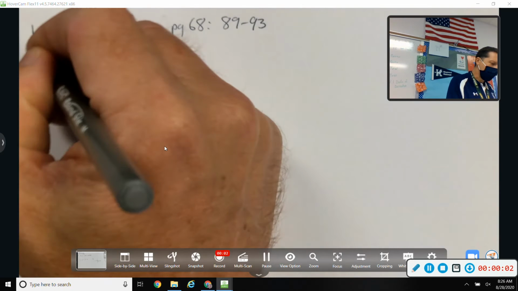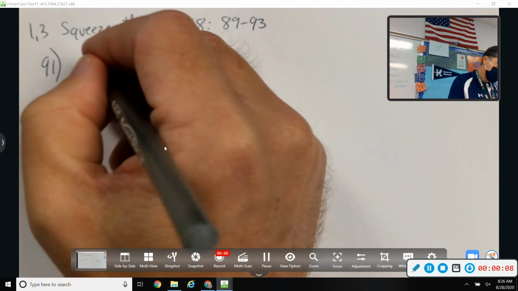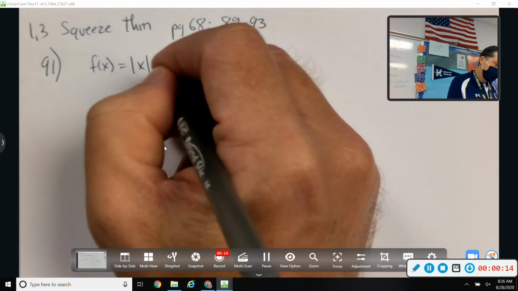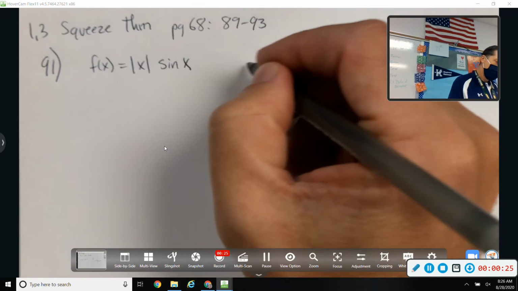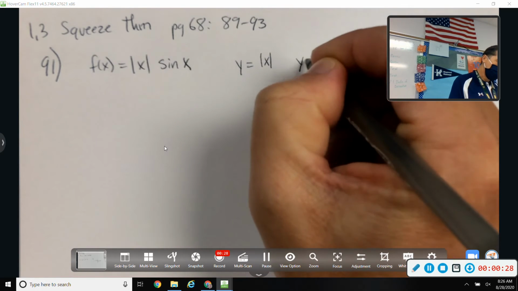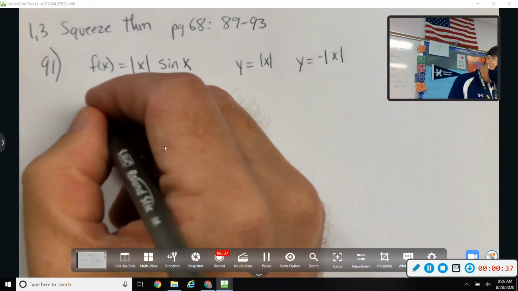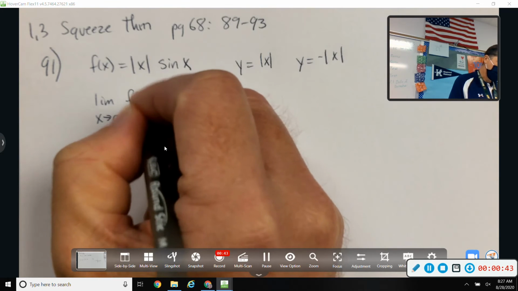All right, so let's look at number 91 from page 68. f of x equals absolute value of x times sine of x. The directions: use a graphing utility, calculator, phone, computer, whatever, to graph the given function and the equations y equals absolute value of x and y equals negative absolute value of x. Use the graph to observe the squeeze theorem visually and define the limit as x approaches 0 of that function.